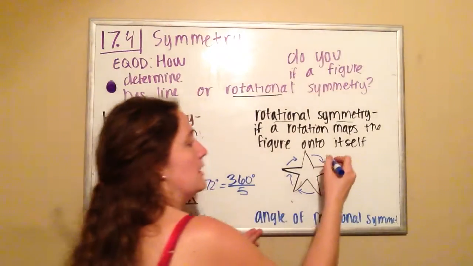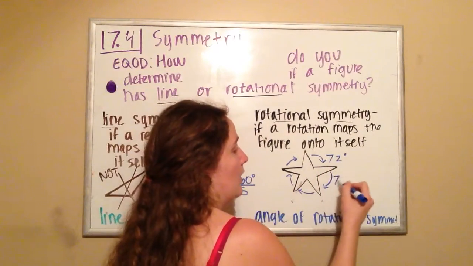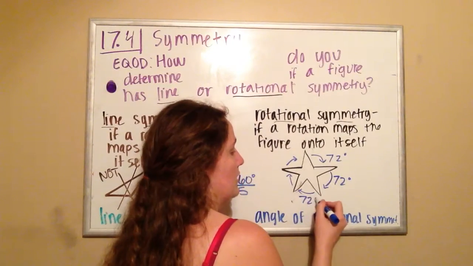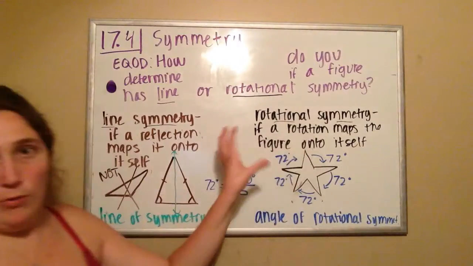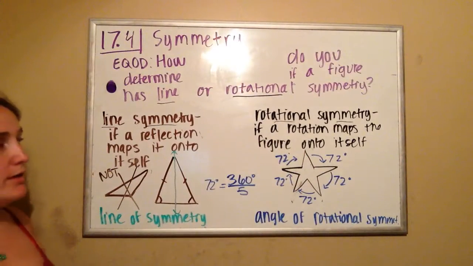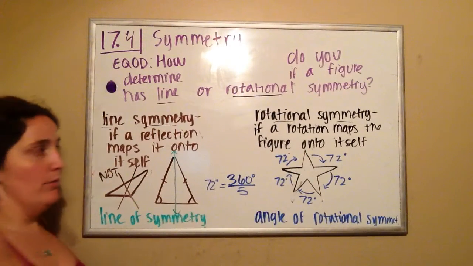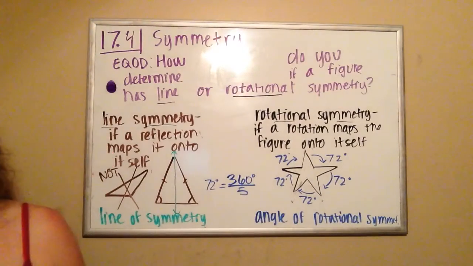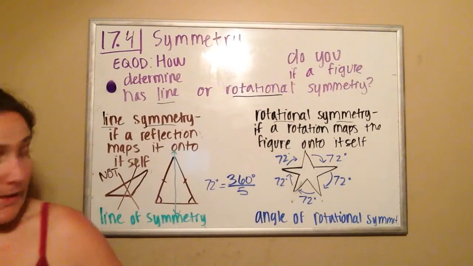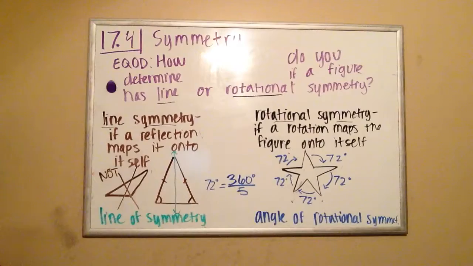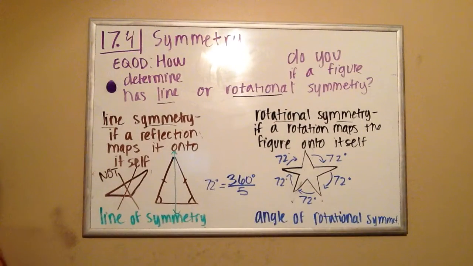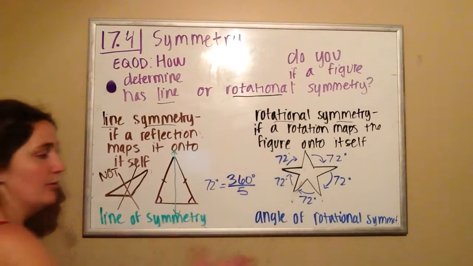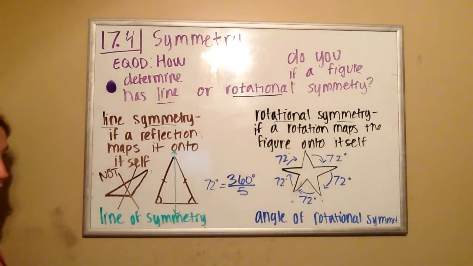And what that means is that all of these are 72 degrees. And we just have to flip it or rotate it 72 degrees to make it look like a star again with the point up, right? And it would look the exact same. Right, so we're going to look at a bunch of different shapes and identify, does it have line symmetry? Does it have rotational symmetry? And how many lines of symmetry? What is the angle of rotational symmetry?